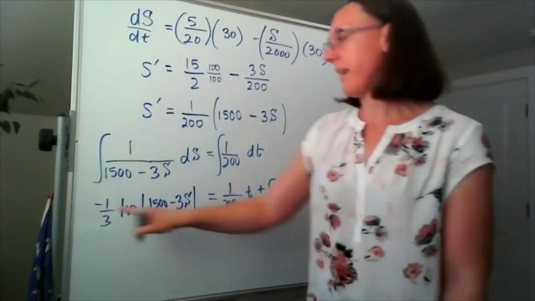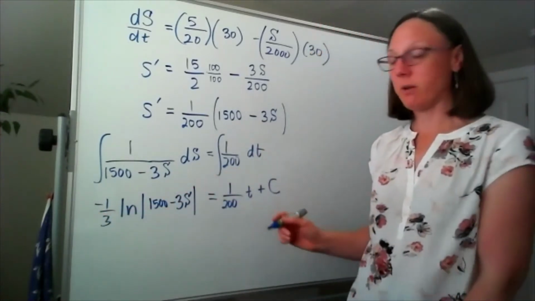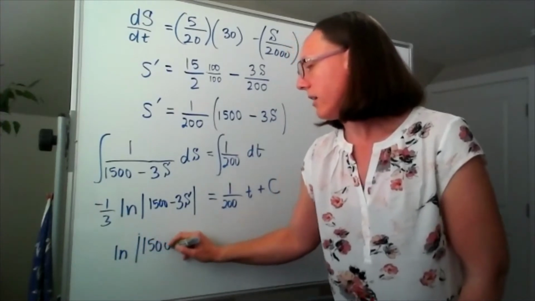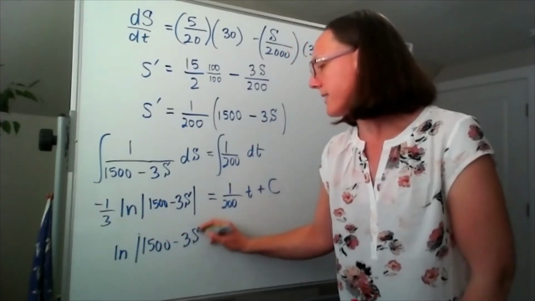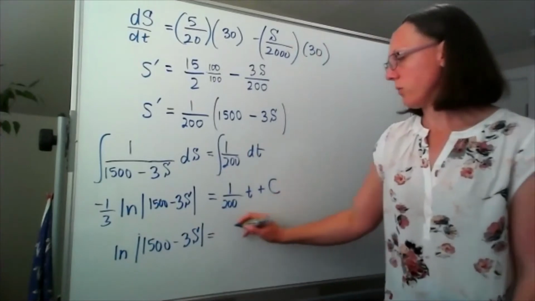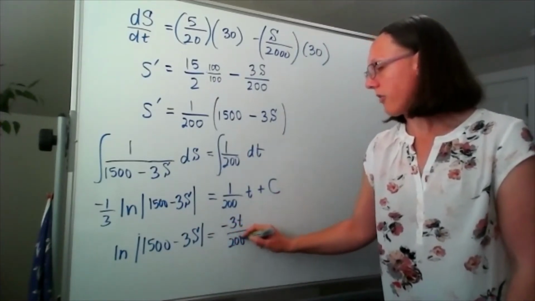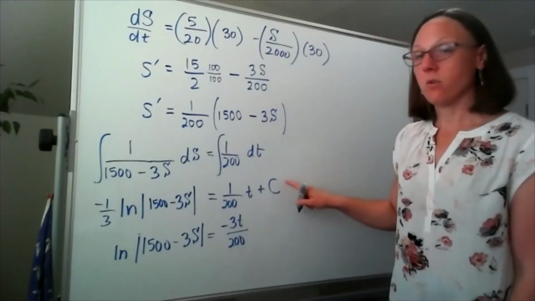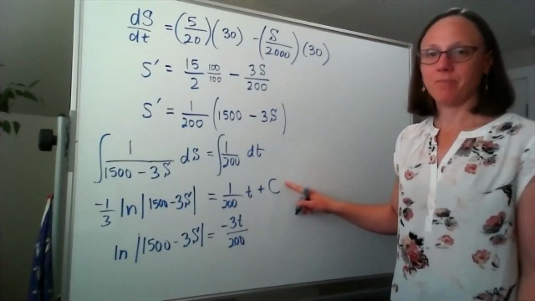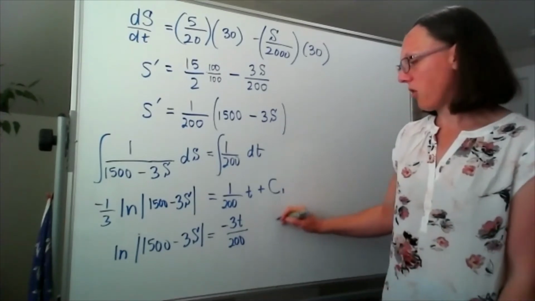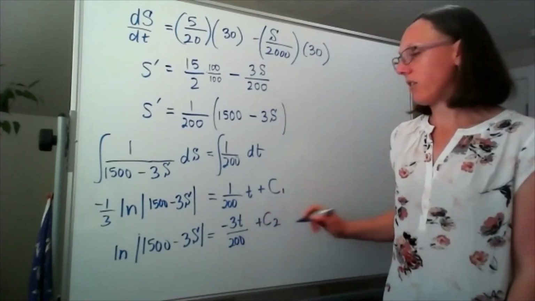Manipulating this a little bit, I can multiply both sides by -3 right now, so that I've got natural log of 1,500 minus 3s is equal to -3t over 200. Now, -3 times a constant is still a constant, but it isn't the same constant, so I'm going to call that C1, and I'll go ahead and call this C2.